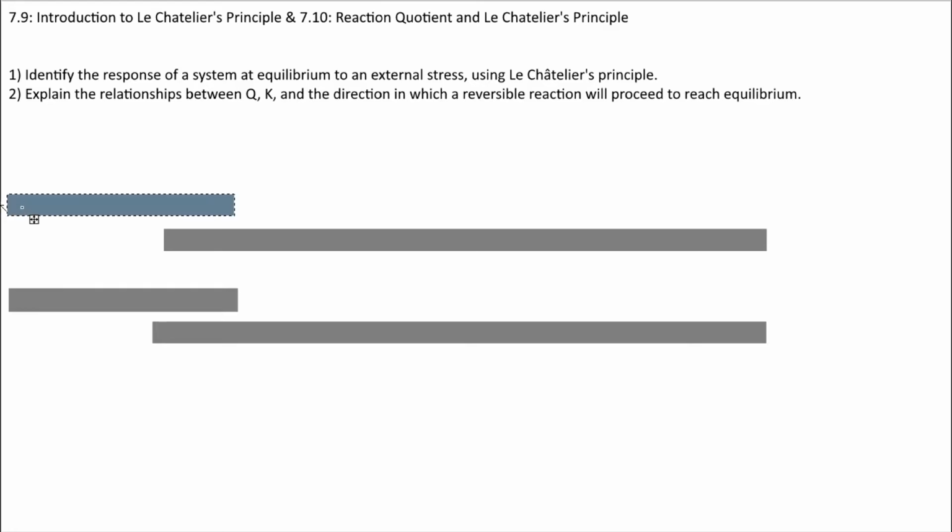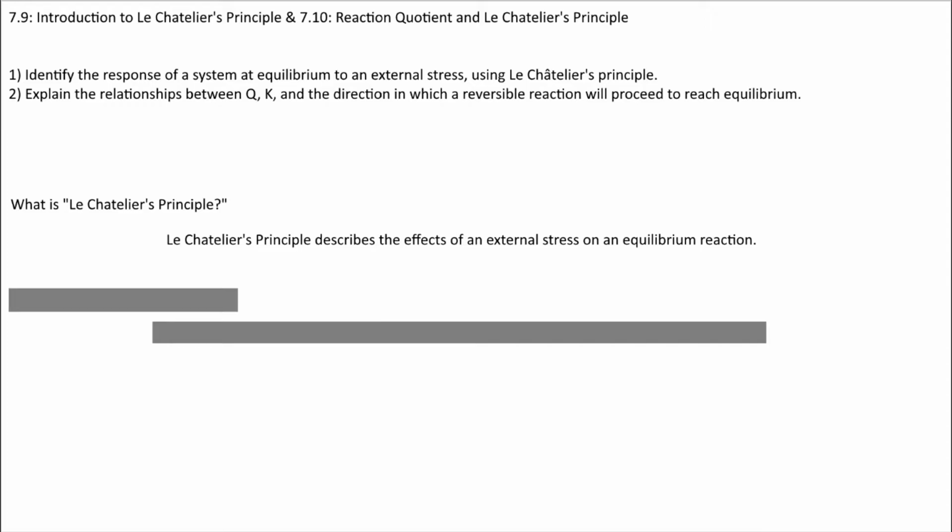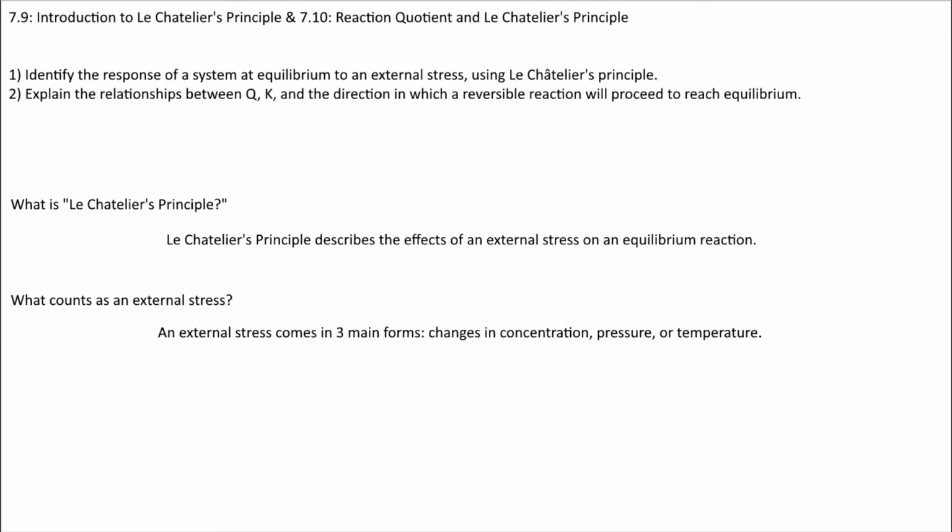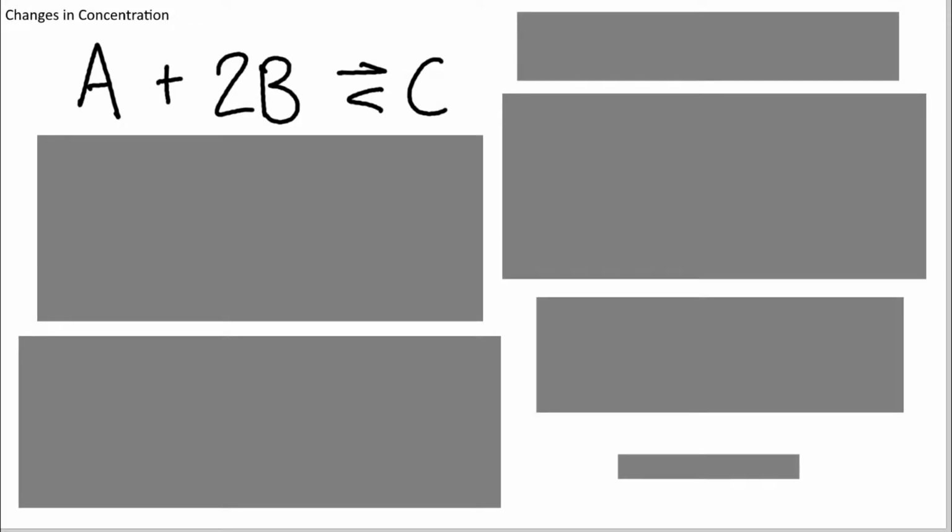So let's first start with, what is Le Chatelier's principle? Le Chatelier's principle describes the effects of an external stress on an equilibrium reaction. Oh, okay. What counts as an external stress? An external stress can come in three main forms: changes in concentration, pressure, or temperature. Now let's start with the changes in concentration.